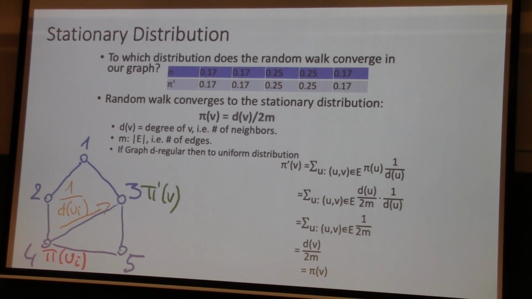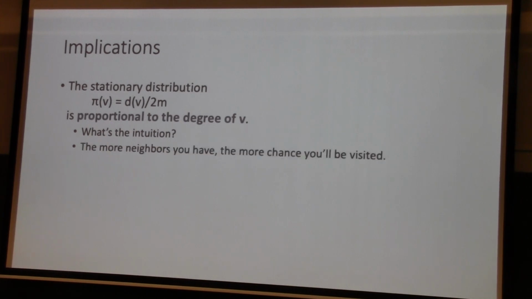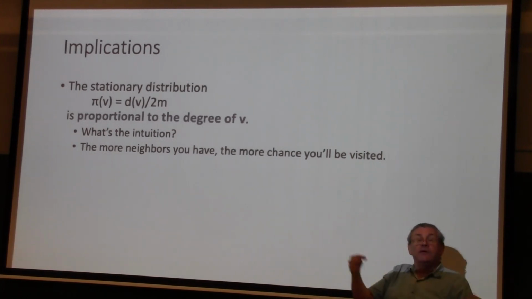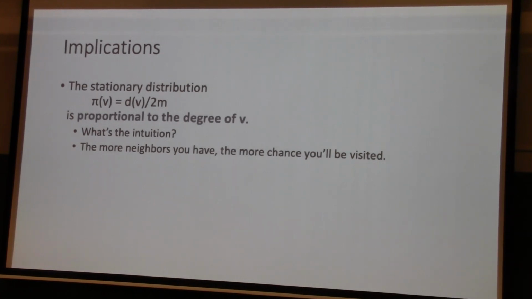So this is just some numbers showing how it works. The stationary distribution is proportional to the degree of V. Degree is how many links. So what does that mean? There's intuition. Well, it's pretty clear. The more neighbors you have, the more chance that people are going to come visit you, so the probability is higher. That's kind of the intuition. So you can see how the random walk is going to work.